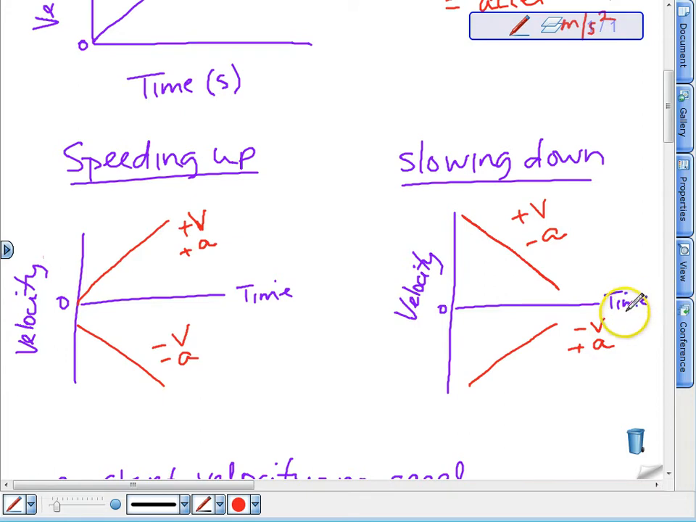Make sure you put this in your notes. This is what speeding up looks like. Either of those two options. Here's what slowing down looks like. Either of those two options.